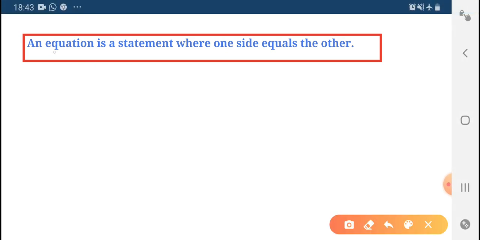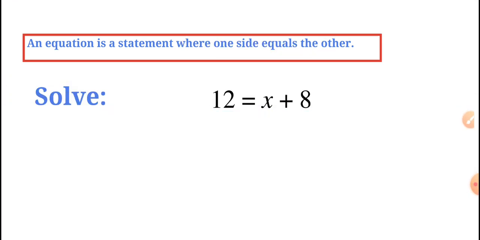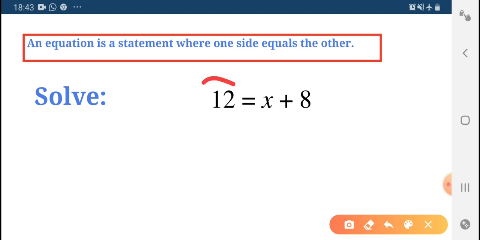So an equation is a statement where one side equals the other. For example, in this question we are asked to solve 12 is equal to x plus 8. So this is an equation because this side is equal to this side. So this is a statement where it says the left hand side is equal to the right hand side.